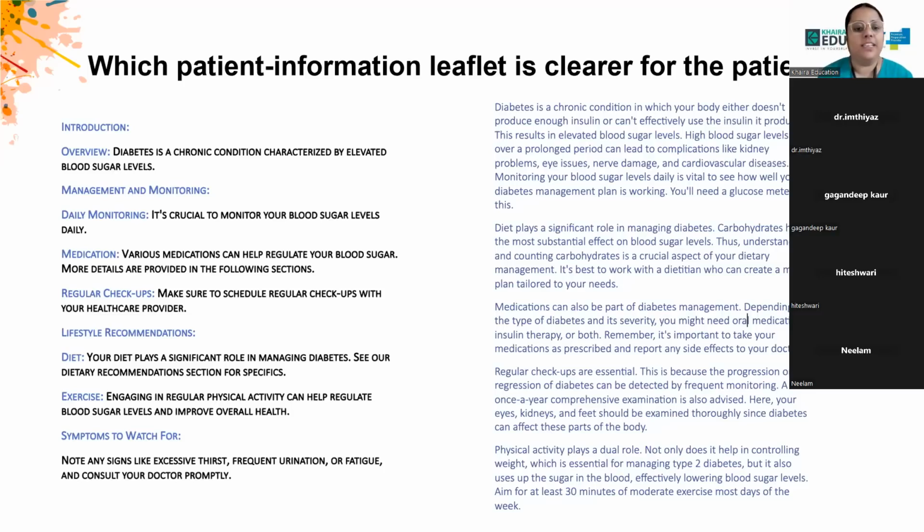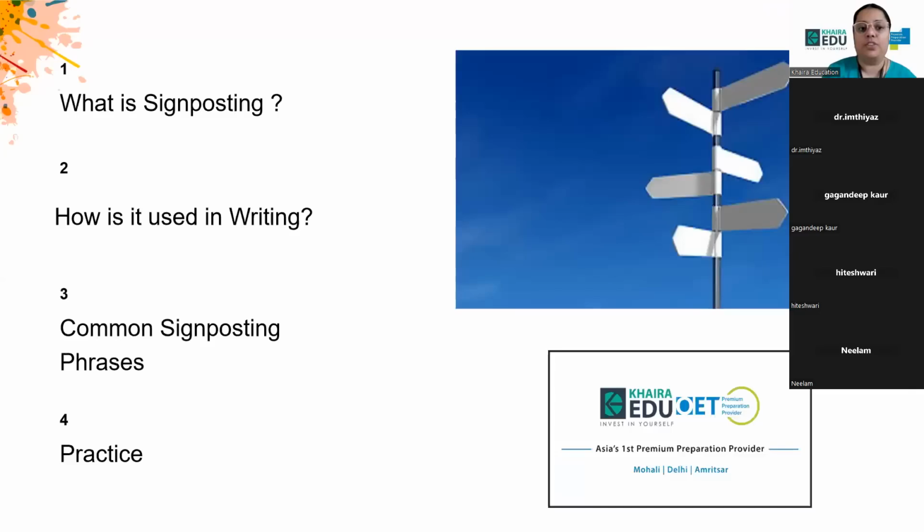So I absolutely agree with all of you that the left side is clearer for this patient. Similarly, in your writing, this is a leaflet, you're going to write a letter in OET. How you can improve the clarity in that letter and make it clearer for the patient is what we are going to learn in today's class. So the lesson is going to focus on the following topics.